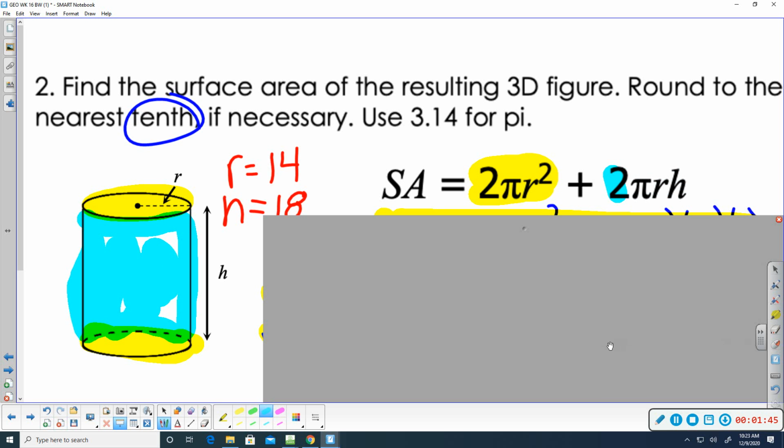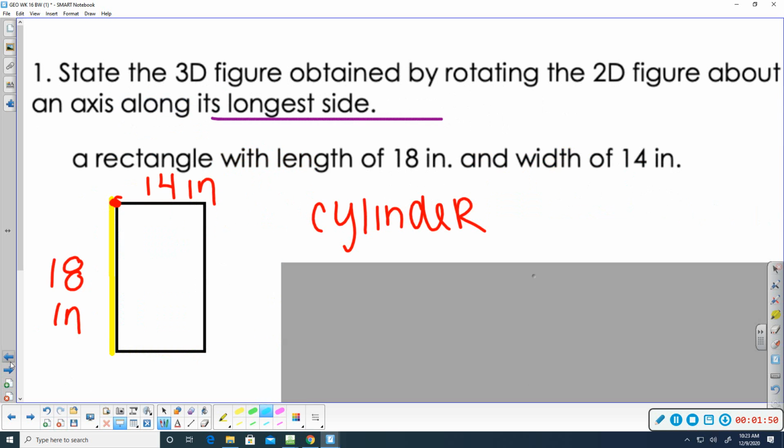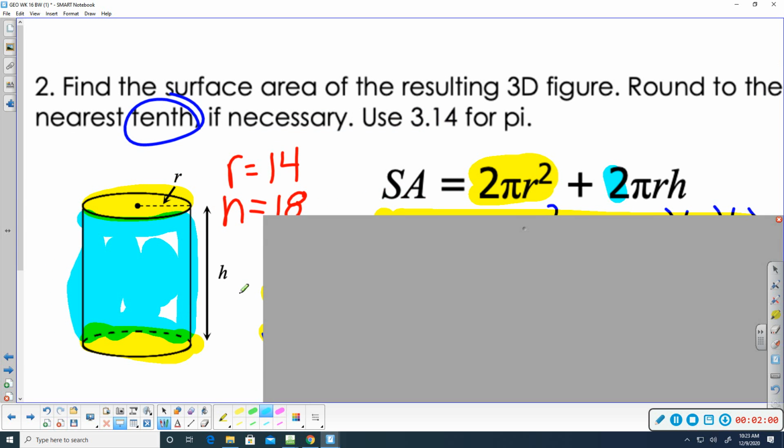So what you need to do is you need to figure out the radius and you need to figure out the height. The radius from this rectangle, we know that the radius is 14. Because this point right here is a fixed point and we're rotating about that. So our radius is going to be 14 inches and the problem tells you that the height is 18. That's the length of the rectangle.